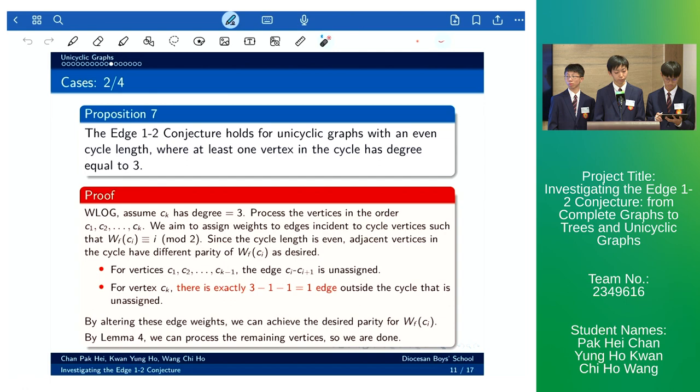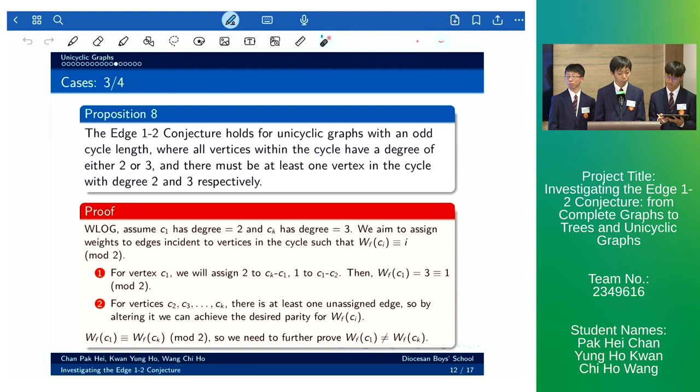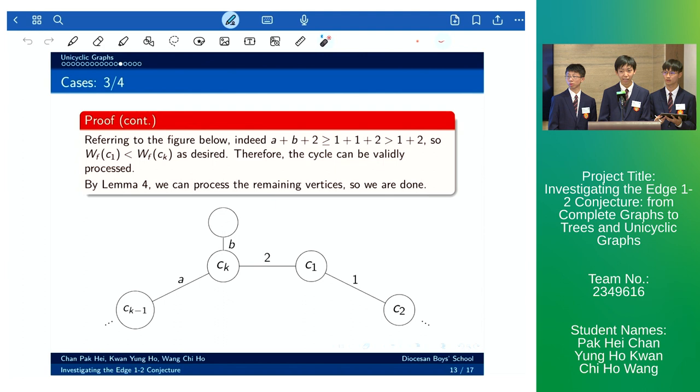The third case, where all the vertices have degree 2 or 3. We choose c_1 to be a vertex with degree 2 and c_k to be a vertex with degree 3, aiming for w(c_i) to be congruent to i mod 2 like before. For vertex c_1, we will assign 2 to c_k c_1 and 1 to c_1 c_2. For vertices c_2, c_3, all the way up to c_k in order, we can alter an unassigned edge to achieve the desired parity. A problem arises since the parity of w(c_1) equals that of w(c_k). However, referring to the figure below, we can see that a + b + 2 is greater than 1 + 2, so the cycle can still be validly processed. We can process the other vertices by Lemma 4.